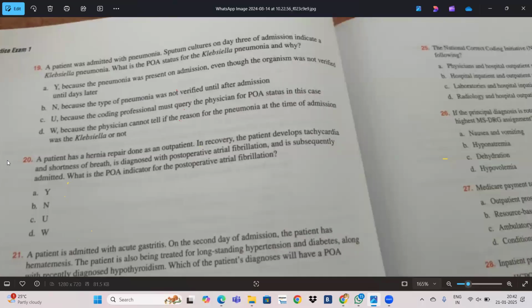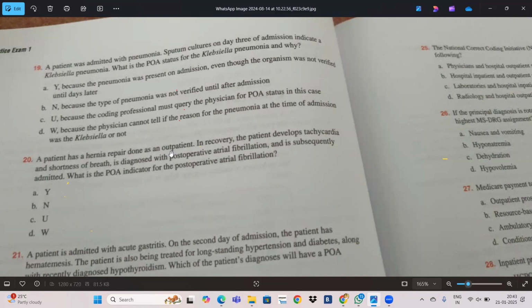A patient has hernia repair done as an outpatient. In recovery, the patient develops tachycardia and shortness of breath, is diagnosed with post-operative AFib, and is subsequently admitted. What is the POA indicator for post-operative AFib? No, N. One more time, you people can read the question.